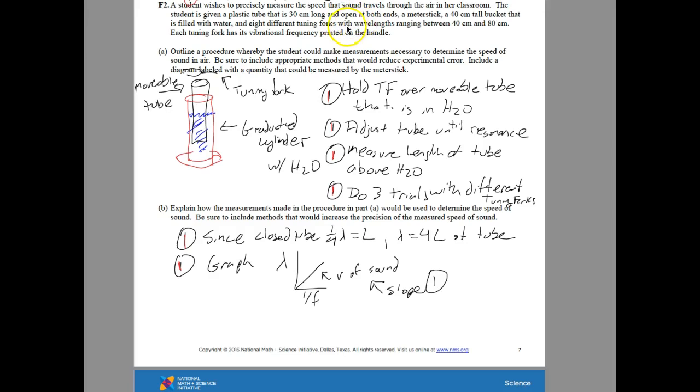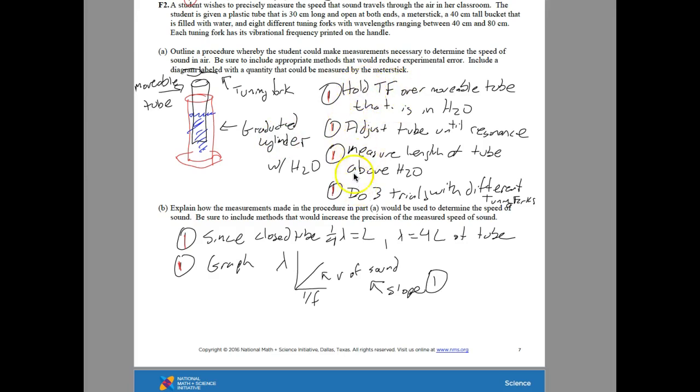A student wants to find the speed of sound as air travels through the classroom. Luckily for you, we have done this lab, which is really, really nice. They want a procedure where you would use this tube with water in it, another tube, and a tuning fork. So this guy up here, that's supposed to be a tuning fork. And they want to tell us what we need to do in order to measure everything. So here we've got a movable tube, we've got the tuning fork on top and the graduated cylinder.